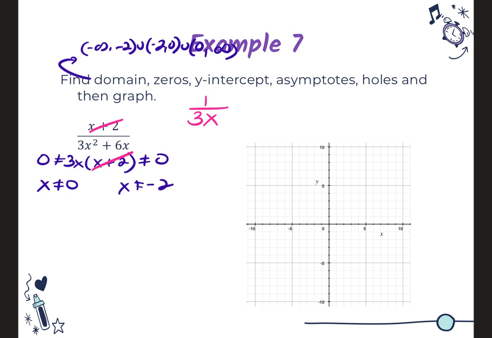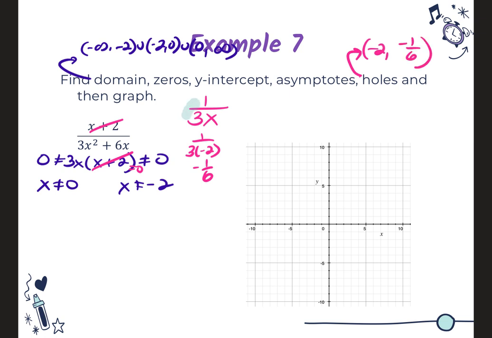Because I canceled out, that means there's a hole. And if I set that equal to 0, then the x coordinate of my hole is at -2. If I take that and plug it back in, it has to go into my updated one. So it would be 1 over 3 times -2 or -1/6. So that's where the hole is.